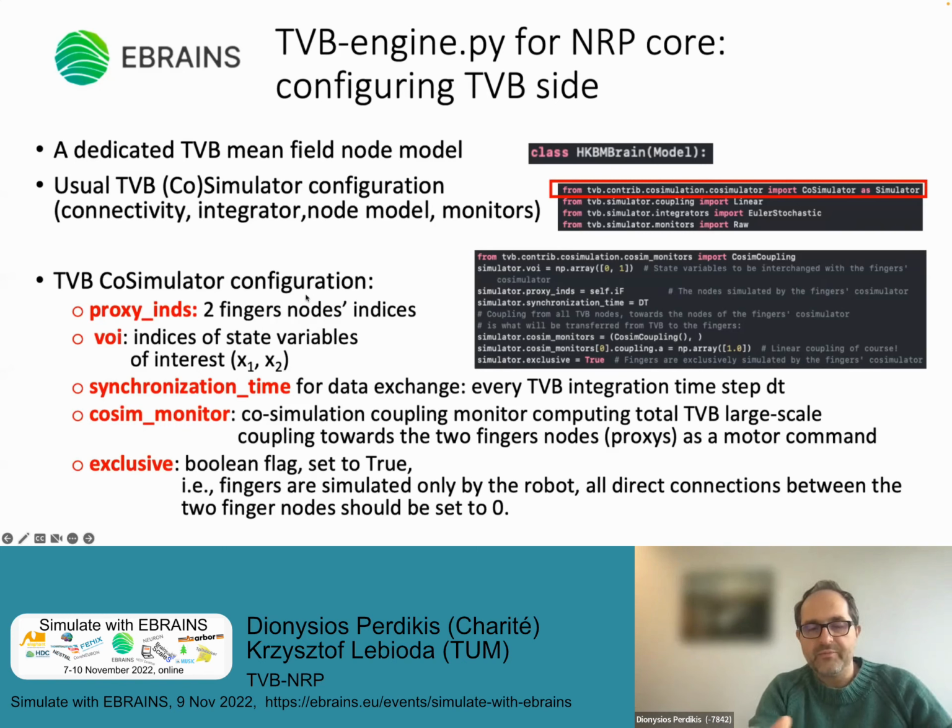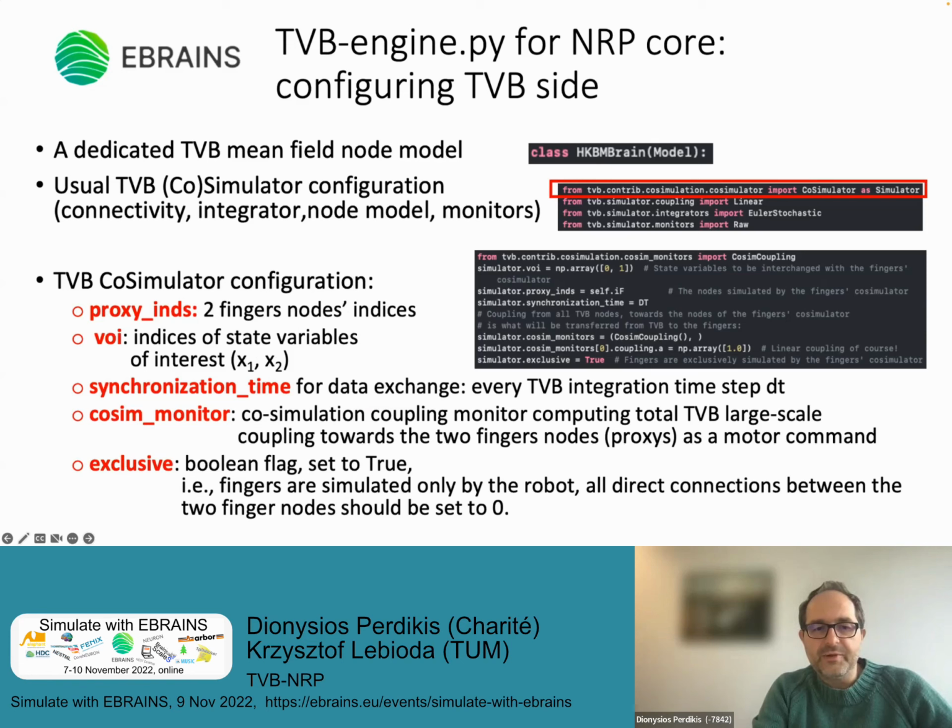So we had to increment the TVB connectivity with the two fingers, which are something external to the brain, but internal in the end of the day to the TVB connectivity. And therefore we need to define here the indices where these two fingers are and where TVB has to send or get data from. We identify the state variables, x1 and x2, more or less position and velocity, that are implicated. And the synchronization time for data exchange between fingers and the rest of the brain, which we set now to be every TVB time step.